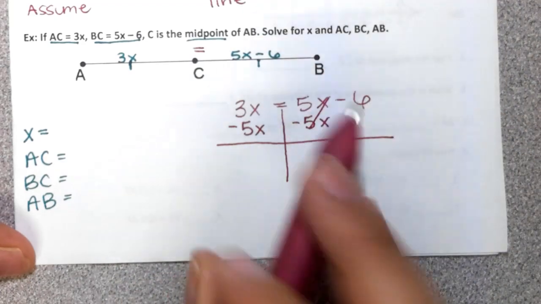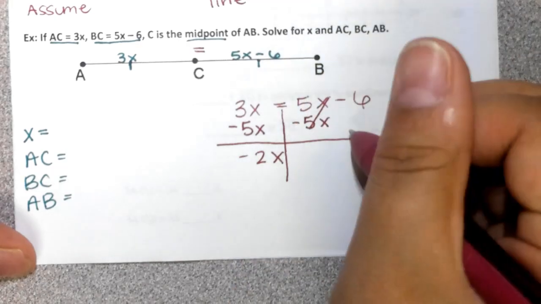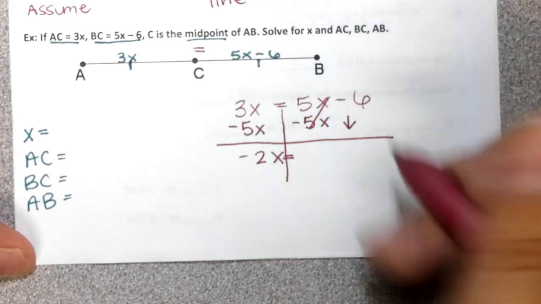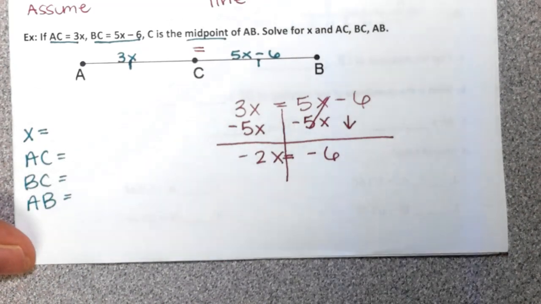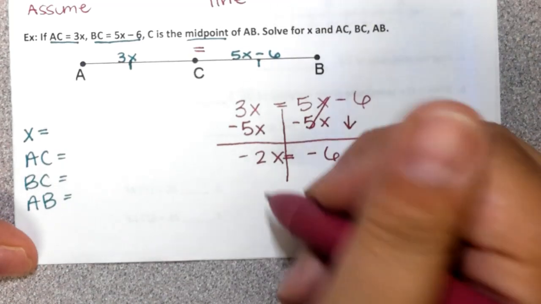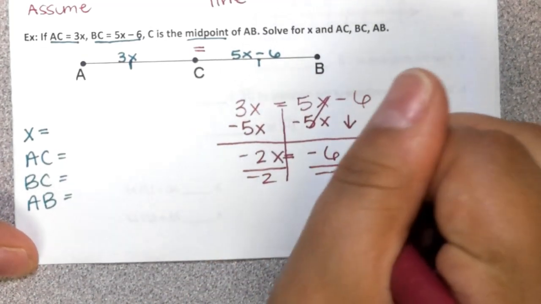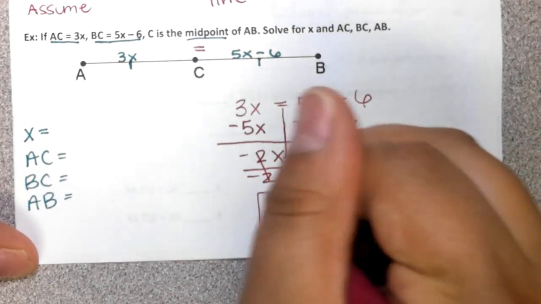3x minus 5x is negative 2x. And then don't forget when you bring down, you're going to bring down what? The negative. Write this down, please. What do I do next? Divide. And what is negative 6 divided by negative 2? 3. Good.